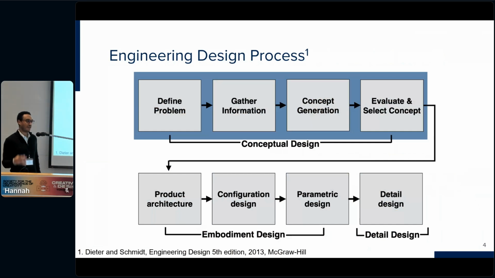And so in our undergraduate mechanical engineering design class, this is kind of the flow of the design process that we introduce students to. And so there's 3 main phases: conceptual design, embodiment design, and detailed design.